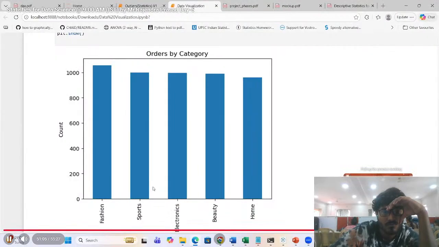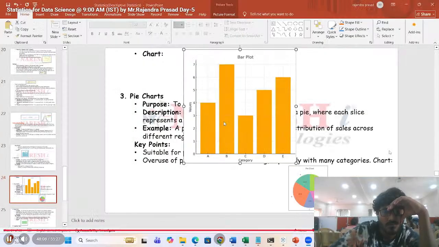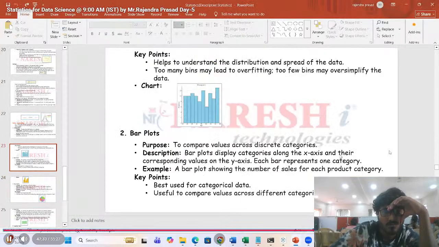Home accessories. Clear? So like B, C, D, E. From this, you tell me from which category, frequencies on the y-axis.